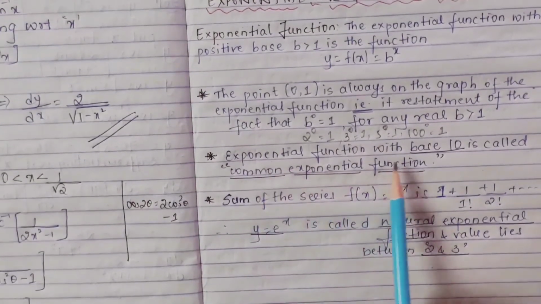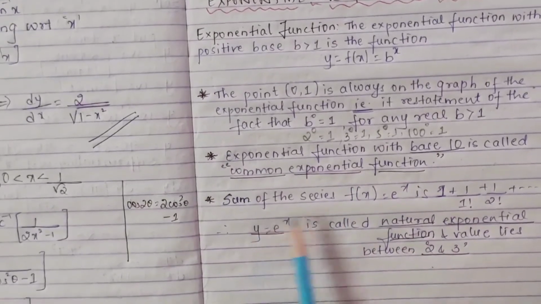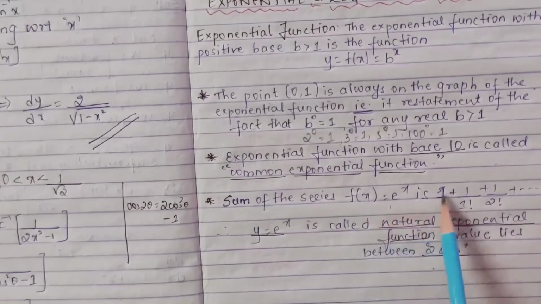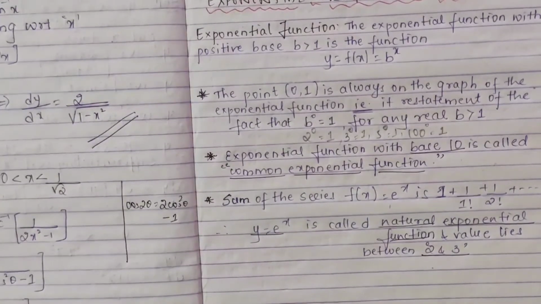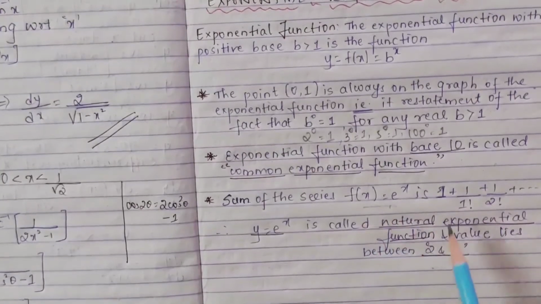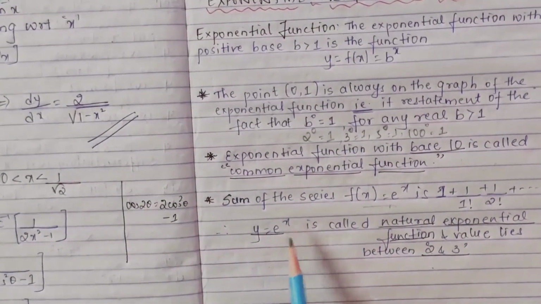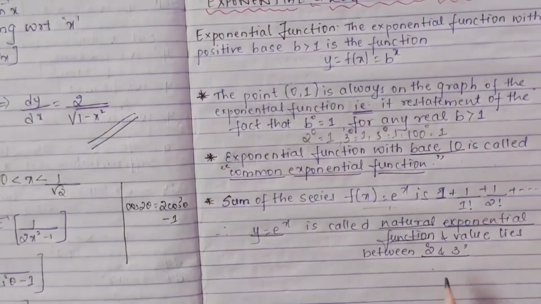Then the exponential function with base 10 is called the common exponential function. The sum of the series, as I said, f of x is 1 plus 1 by 1 factorial plus 1 by 2 factorial plus 1 by 3 factorial plus 1 by 4 factorial and so on. Whenever they ask for the sum of e to the power x, you should know this. y equals e to the power x is called our natural exponential function, and its value lies between 2 and 3.